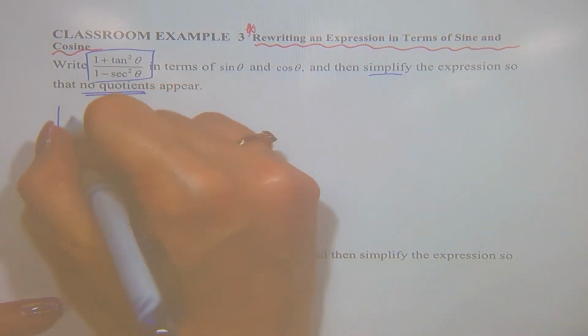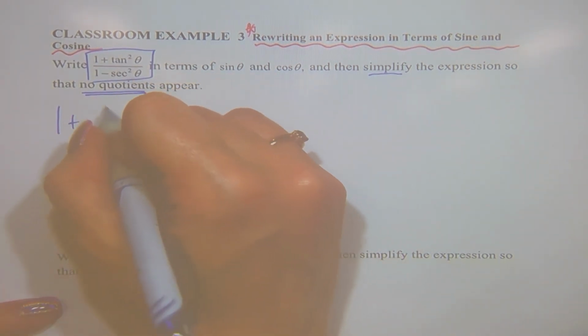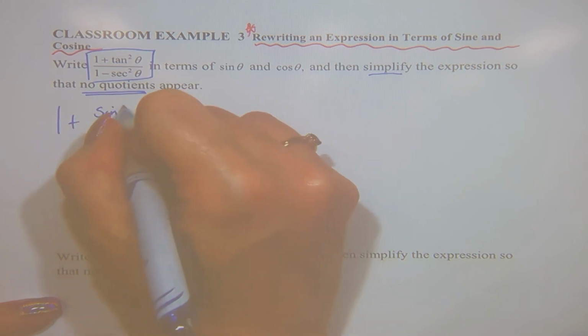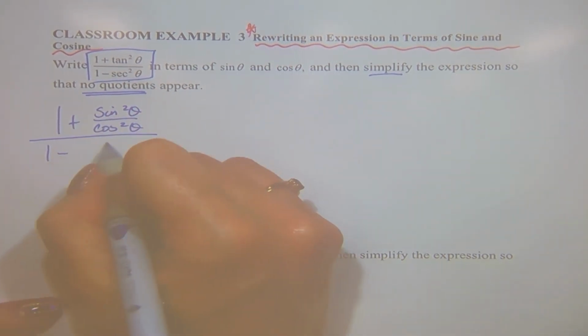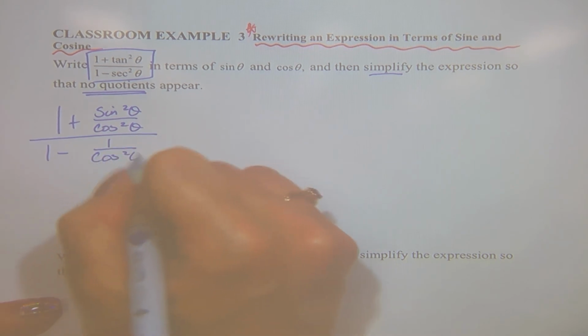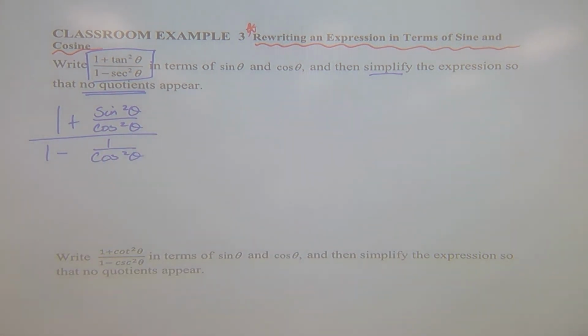When I rewrite 1 plus tangent square theta in terms of sine and cosine, that's 1 plus sine square theta over cosine square theta. And then we know that secant is the reciprocal of cosine. I did what I was told to do. I rewrote it in terms of sine and cosine.